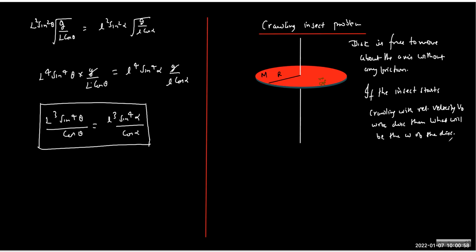Is it small m v naught by capital M plus small m by r? Yeah, I think so. That seems to be not correct. Somewhat wrong. I mean, the pattern is this way only, but not exactly this.